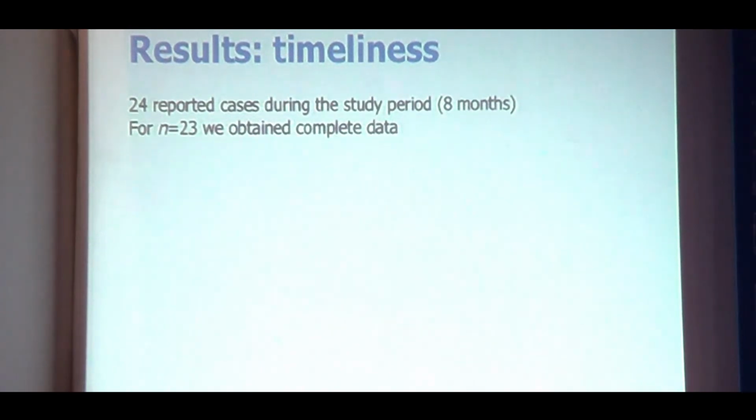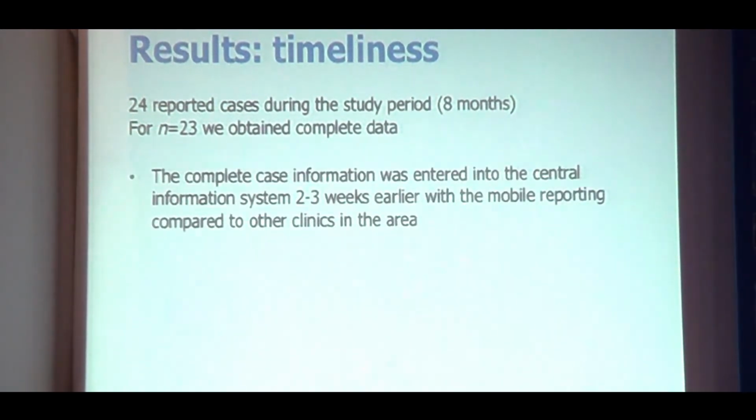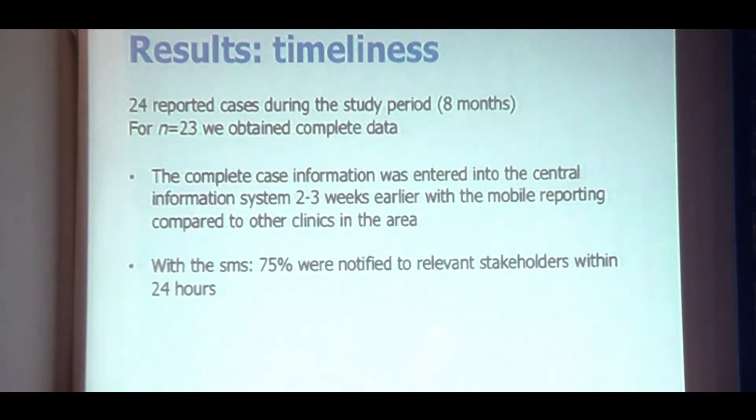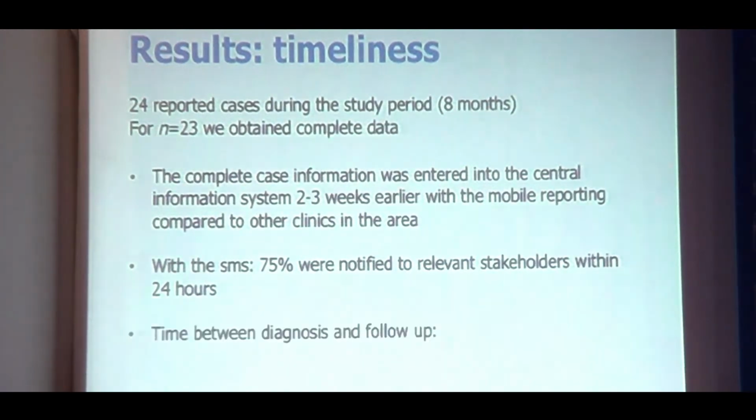So during that period, with the 3 clinics that we worked with, we had 24 positive cases reported. And out of these, we could include 23 in evaluation. So what we saw is that with the smartphone, the complete case information was entered into the central information system 2 to 3 weeks earlier compared to other clinics in the area. The magic bullet, though, turned out to be the SMS, because with this feature, 75% were notified to the local authorities within 24 hours, which is the indicator set.